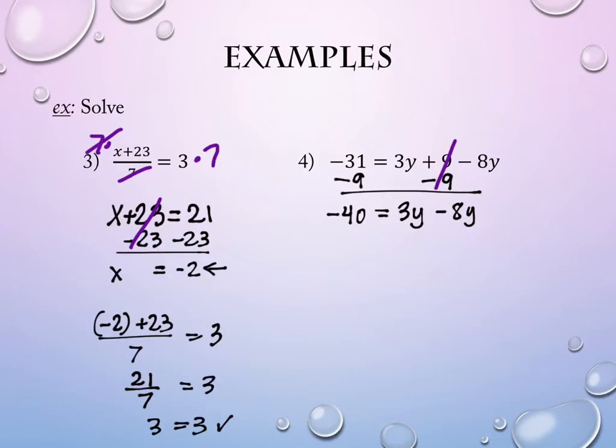Yeah, you've got to put the y's together. And we could have done that as our first step, too. Either way, it would have worked just fine. So what is 3y minus 8y?